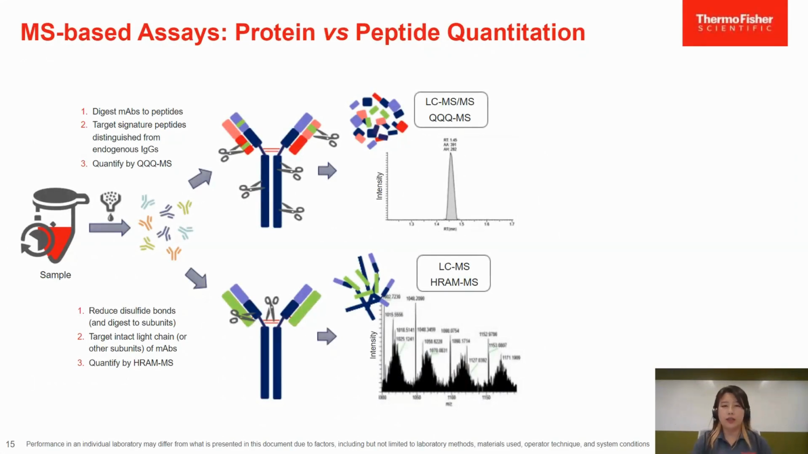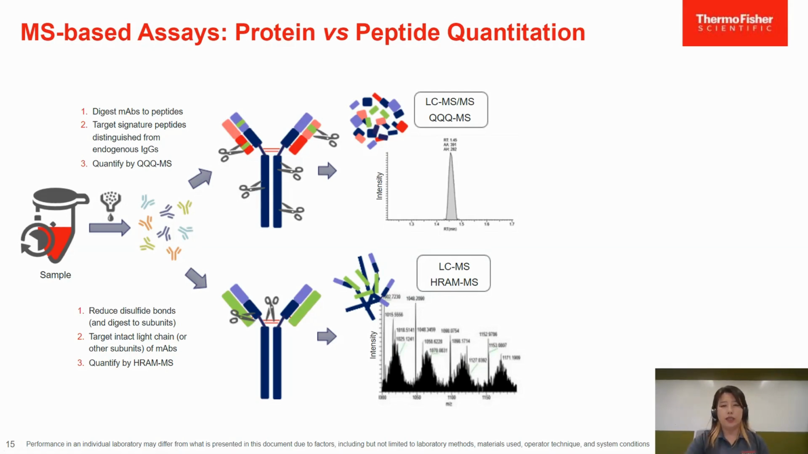And let's look more closely at the mass spec-based assays. Here are the protein and peptide quantitation approaches. The first picture shows the peptide quantitation approach. Typically you use trypsin to digest mAbs into peptides, and you target the signature peptide, which should be different from your endogenous IgG. And here usually a triple quad mass spec is used for the targeted measurement of your peptides.